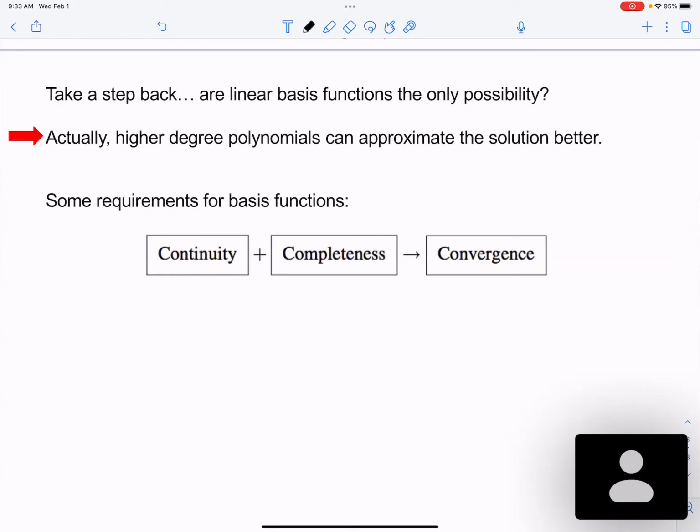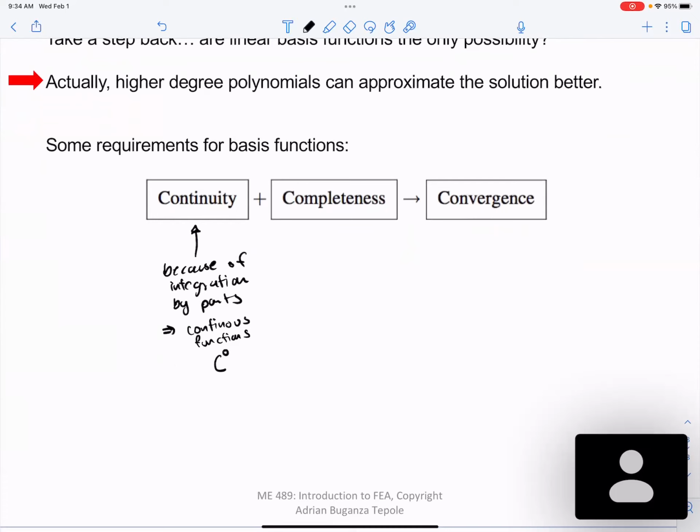Technically speaking, there are two basic requirements that are called continuity and completeness. These we kind of talked about a little bit. That in the strong form, we require functions that are continuous and have continuous derivatives. For the weak form, because we do the integration by parts, because of integration by parts, then we only require continuous functions. I don't know how to spell continuous, but I said those are C0 functions. So these are functions that are continuous, but the derivatives can be discontinuous. Obviously, if you have more continuity, it's better, but the minimum is that the function is continuous. That's the minimum requirement.